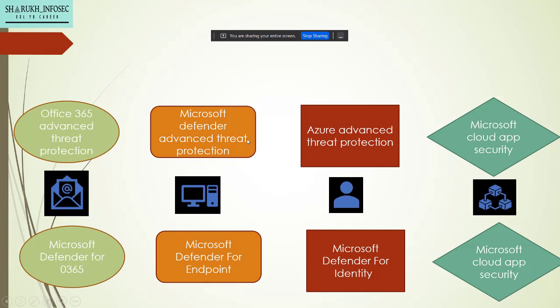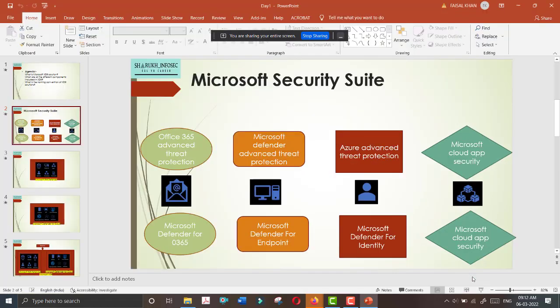All these were there previously. Now they have been renamed. The email part is known as Microsoft Defender for Office 365. The endpoint is known as Microsoft Defender for Endpoint, Microsoft Defender for Identity, Microsoft Cloud App Security. One more important thing, the Azure Security Center has also been renamed, and it is known as Microsoft Defender for Cloud. So this is a high level overview of the XDR solution. Let me move to the EDR part now.